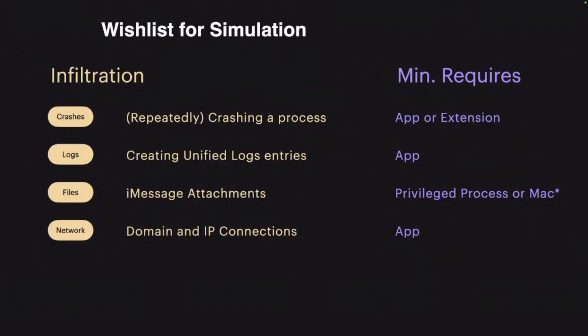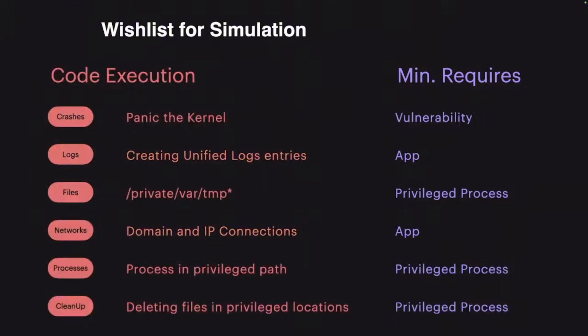And obviously network communication is something that an app can very well do. In terms of code execution, here it actually gets 10 times more difficult, because a panic in the kernel needs some sort of vulnerability on the iOS version my app is targeting. Creating unified log entries for other processes also requires a privileged process. This is a small mistake on the slide. Placing files in private var temp needs a privileged process. Running processes in privileged paths also needs a privileged process, and so on and so forth.